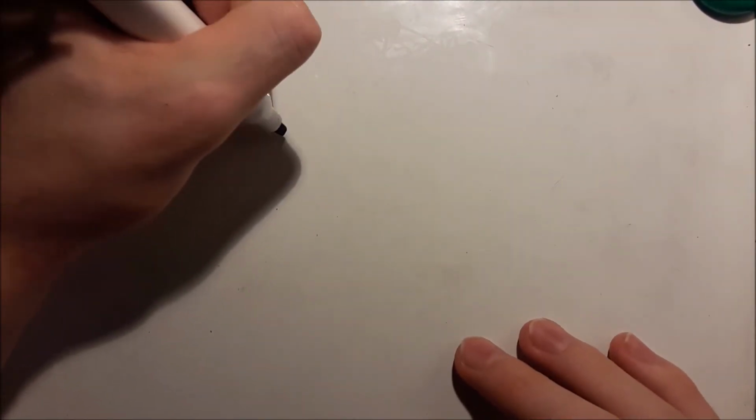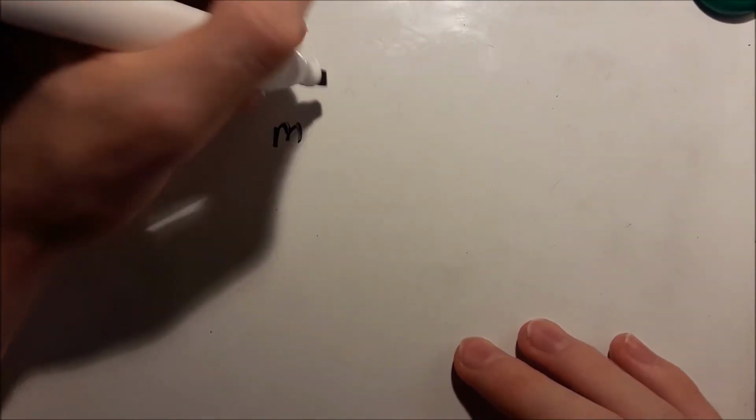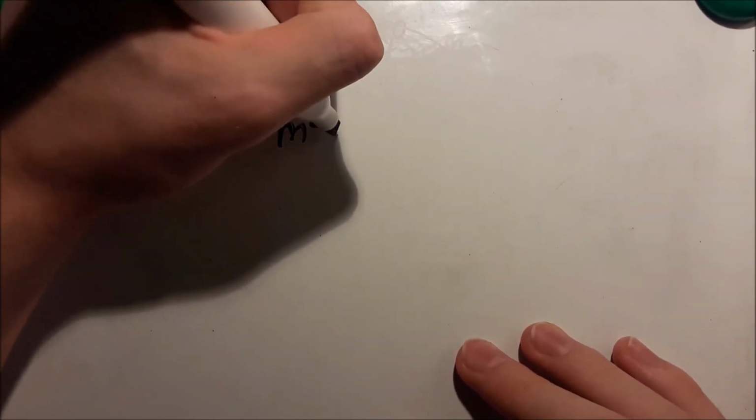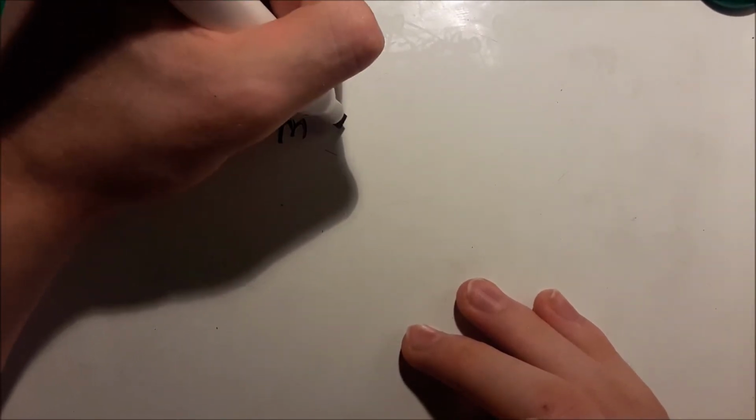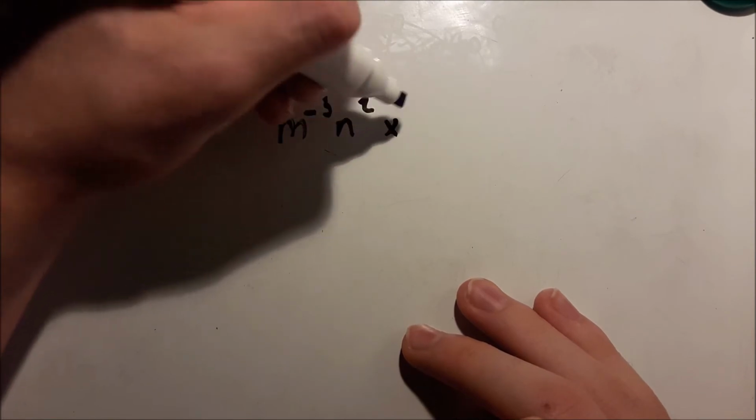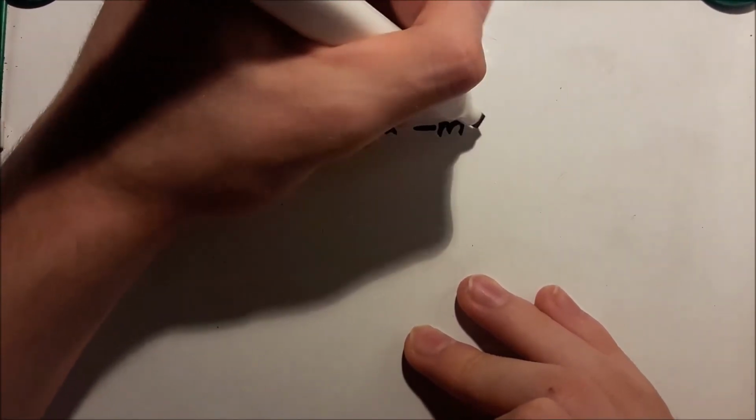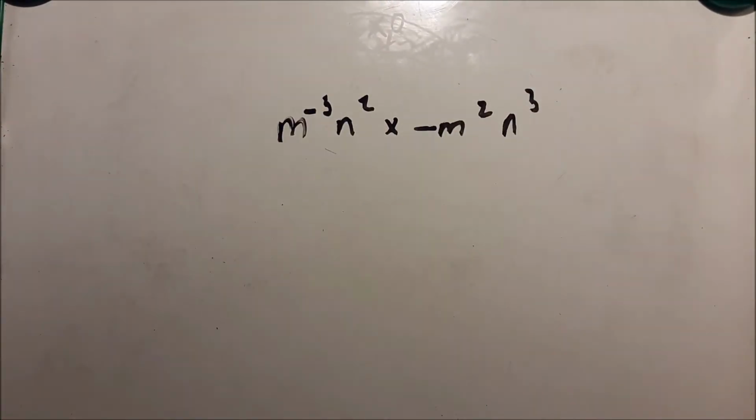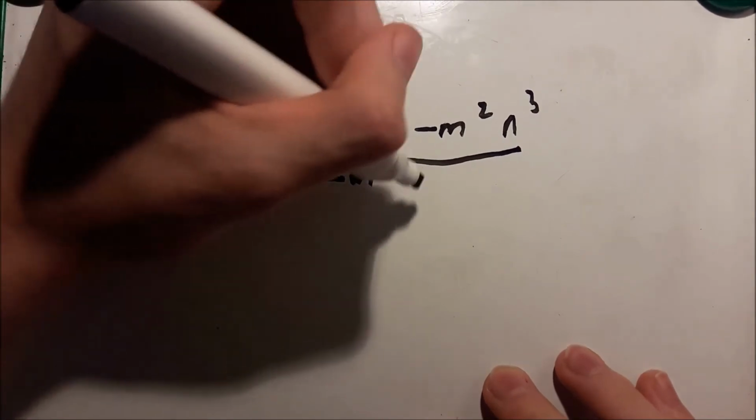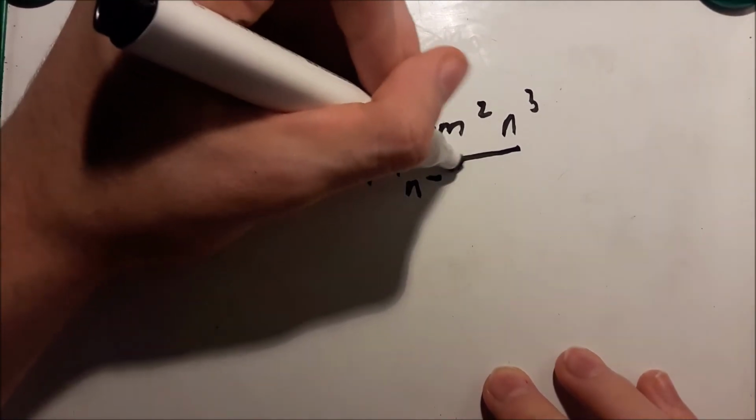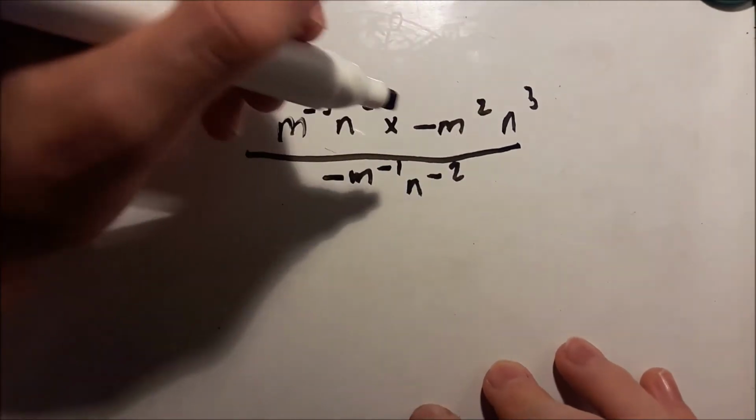Okay, now we're going to be doing another really hard one, okay? The next few are going to be hard, okay? So we have m to the power of minus 3, n to the power of 2, times negative m to the power of 2 times n to the power of 3, okay? But that's not it, okay? Then we have negative m to the power of minus 1 times n to the power of negative 2.